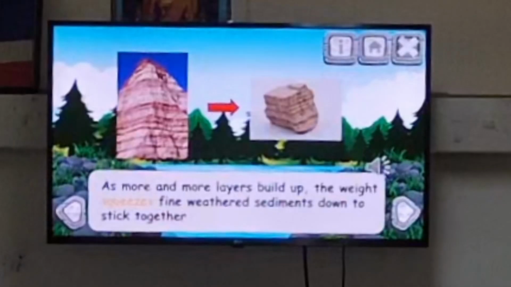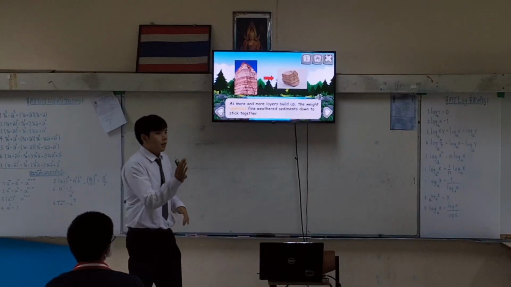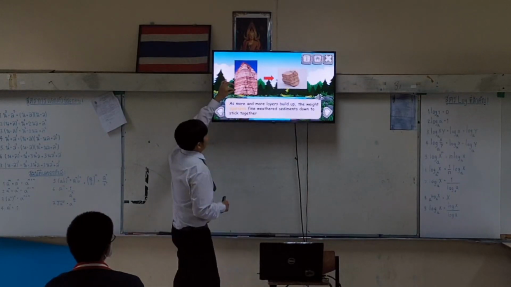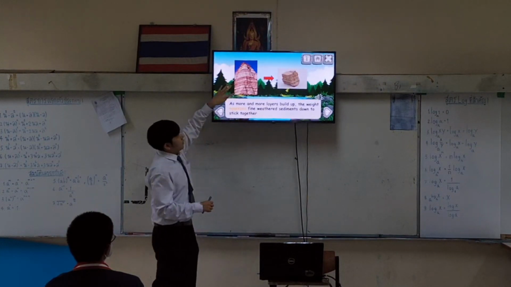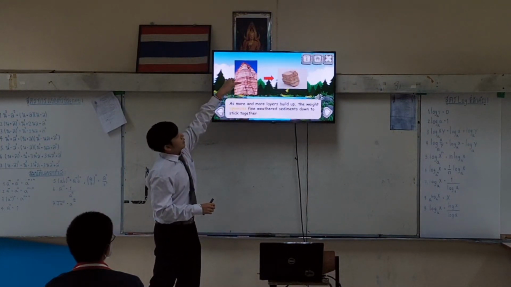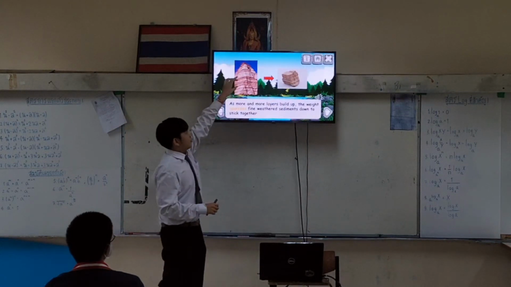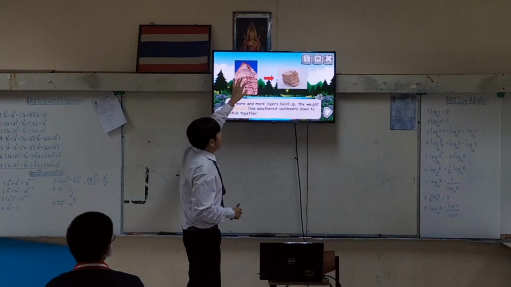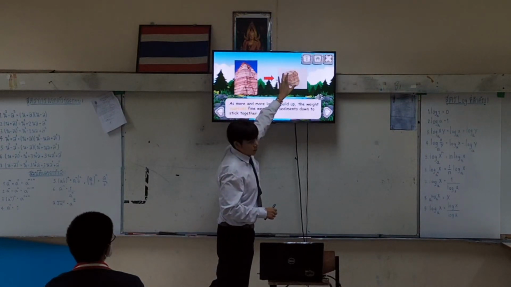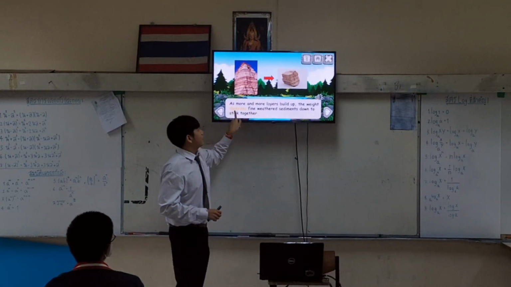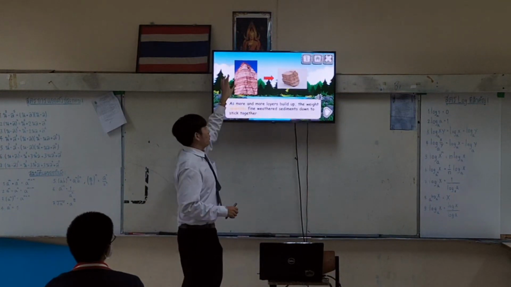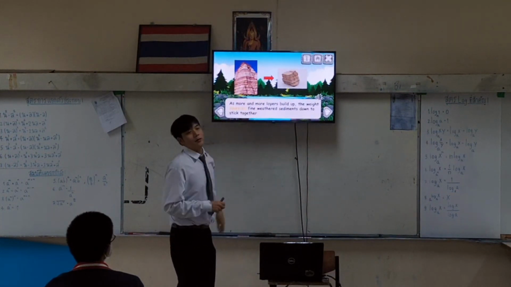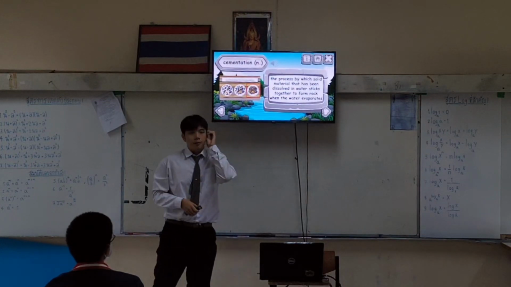As more and more layers build up, the weight squeezes fine weathered sediments down to stick together. Okay, here is the sentence: as more and more layers, here is the layer, and the more it has, it will have the pressure to compact the rocks, the sedimentary rocks. So we call it squeeze. Something like that. Now the last one.